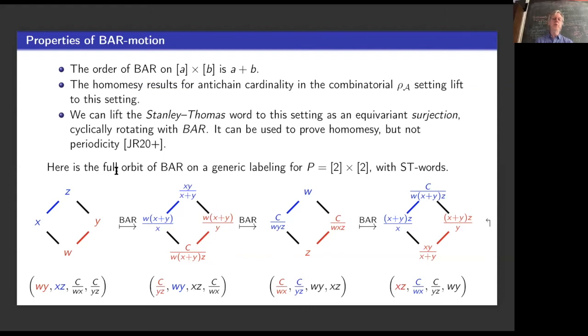So here's a full orbit of BAR-motion for the generic labeling of a 2x2 poset. I've written the Stanley-Thomas word, and you can see it cycling around with these labelings. There's no time for full-on definitions or anything, but I just wanted to give you the flavor of what these things look like in a variety of settings.